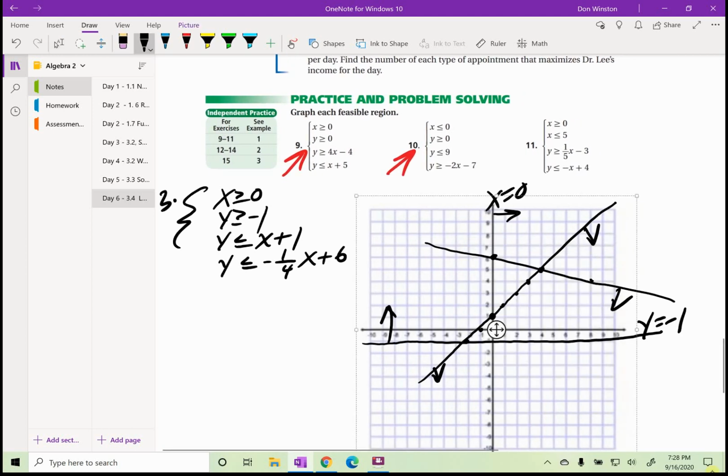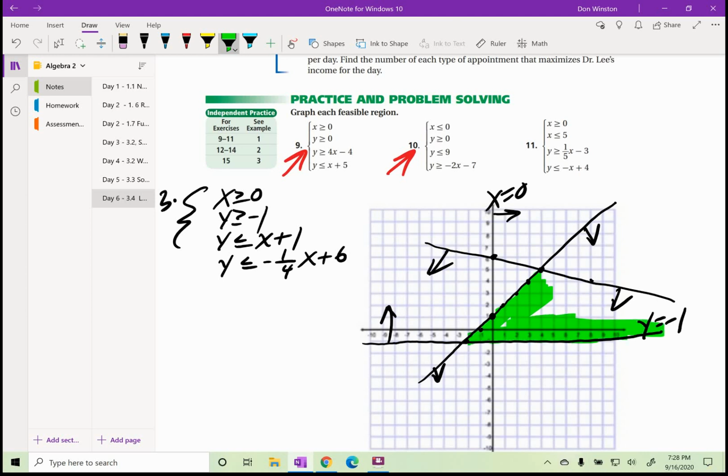We have to be below that line. All right, so what's my feasible region? And so I'll shade it in. So this is it here. I have to be below that line, above that line, and all the way over here. So I see two corner points. I don't see the third one. It's easy for me to see.